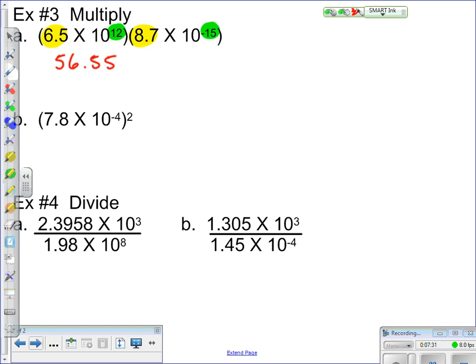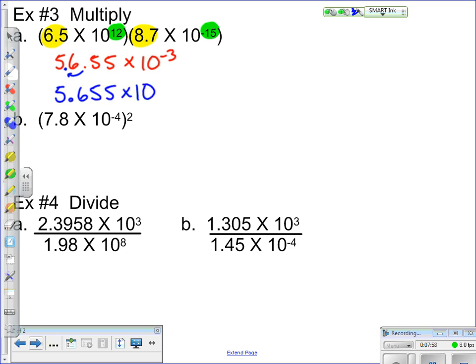And 12 plus negative 15 is negative 3. Now that would be an acceptable answer, except there's one part that's wrong. It's not in scientific notation. The decimal is in the wrong position. It's going to need to be moved and put behind the 5. So if you move it over one spot, that's going to be 5.655.